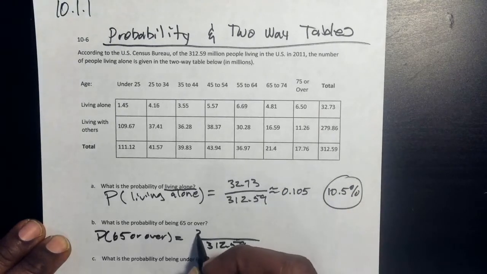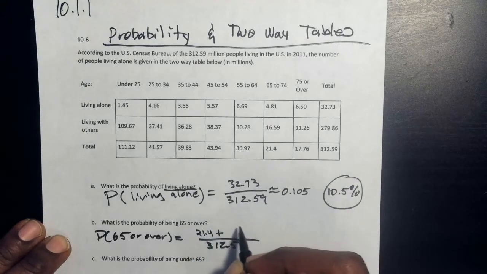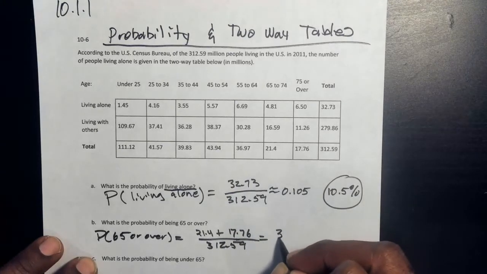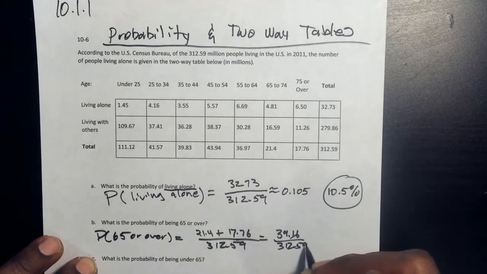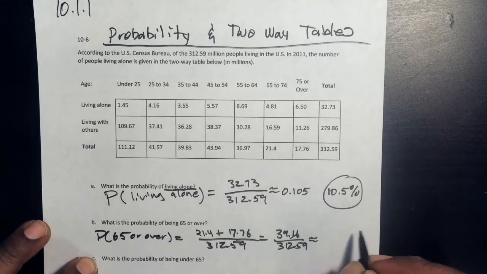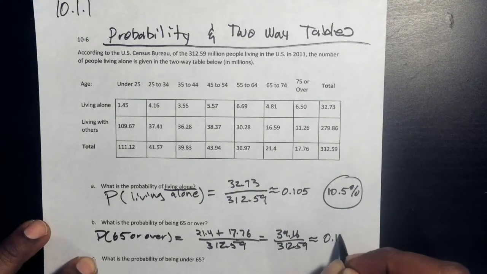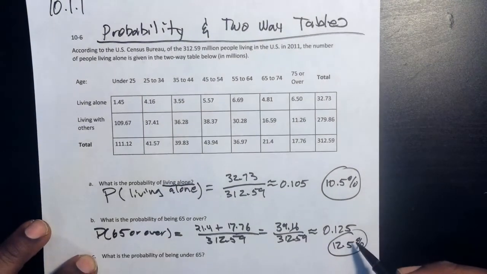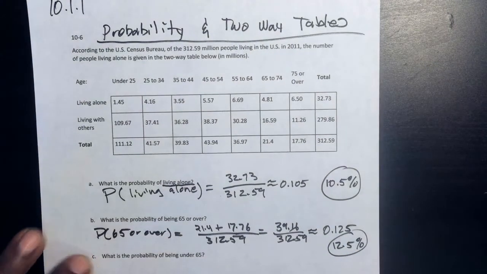So we take our 21.4 million and add 17.76 to this. This comes out to 39.16 out of our same 312.59 million. And this comes out to about 0.125, or about 12.5%. Now remember, with probability, you can write it as a percent or you can also write it as a decimal. That's fine.